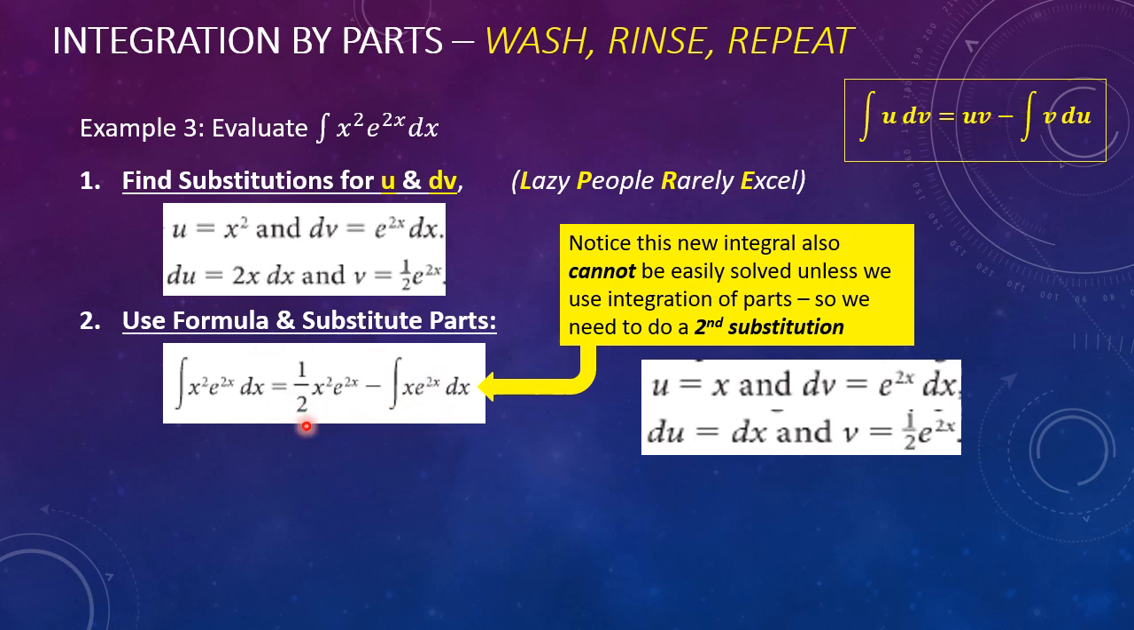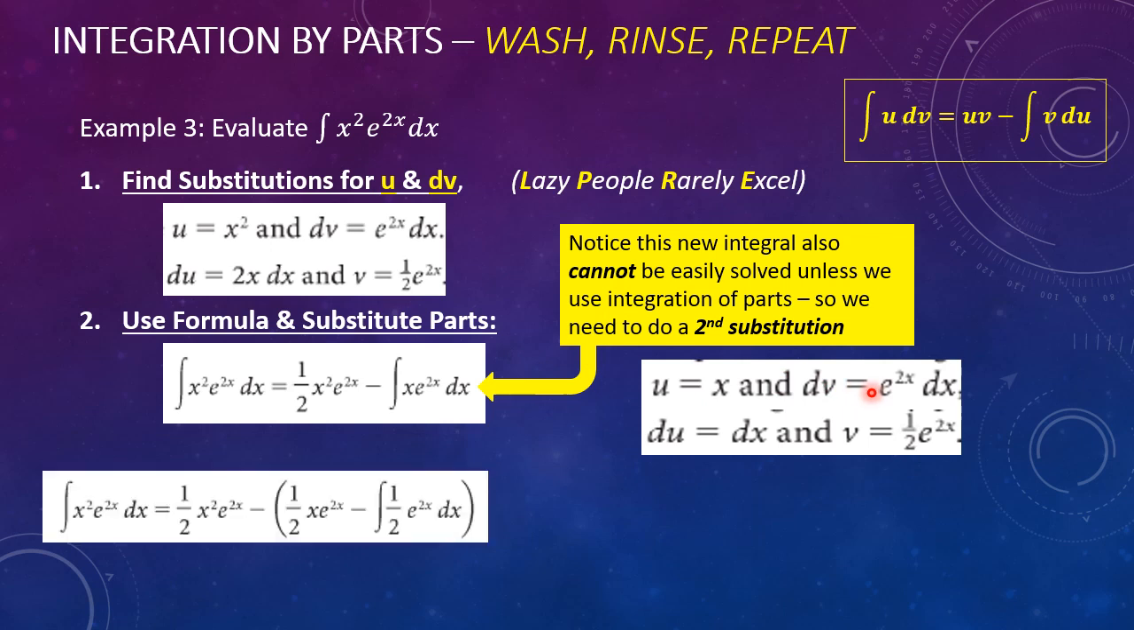So now for this one part, we substitute in uv. So we have this first term minus this new uv, minus the integral of v du. Okay, uv, which is 1/2 x e to the 2x, and remember we're subtracting all of this, that's why we put the minus out there, minus the integral of v du, minus the integral of 1/2 e to the 2x dx.